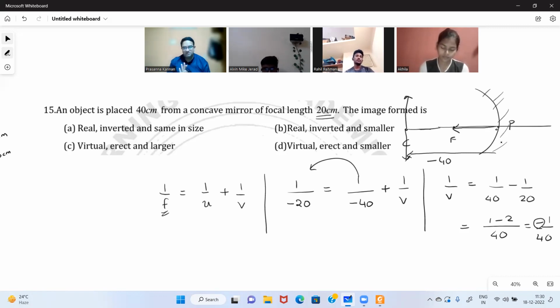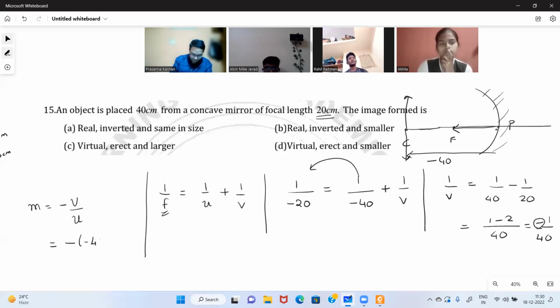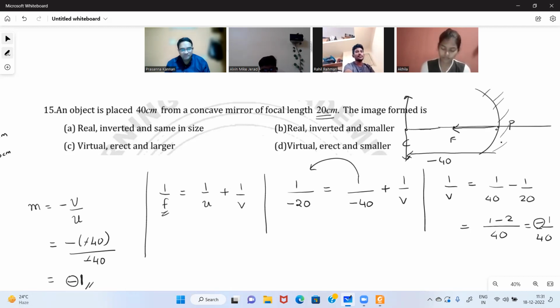At the center of curvature, at least you must remember, or if you want, you can do magnification also. What is magnification? Minus v by u. What is v? Minus 40. What is u? Minus 40. Understood? The negative signs cancel, so you get minus 1. From this information you can clearly see the negative sign indicates it is inverted, and 1 indicates it is same in size. So it's inverted and same in size. Only one option is matching, correct?